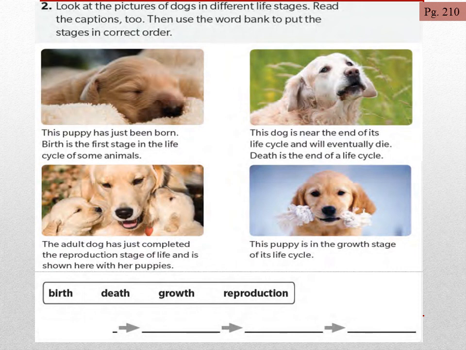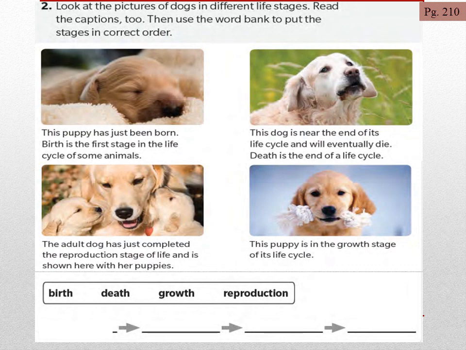Picture number 3. The adult dog has just completed the reproduction stage of life and is shown here with her puppies. The last picture. This puppy is in the growth stage of its life cycle. So now let's use the word bank to put the stages in correct order. Please pause the video, try to answer this question, then check your answer.